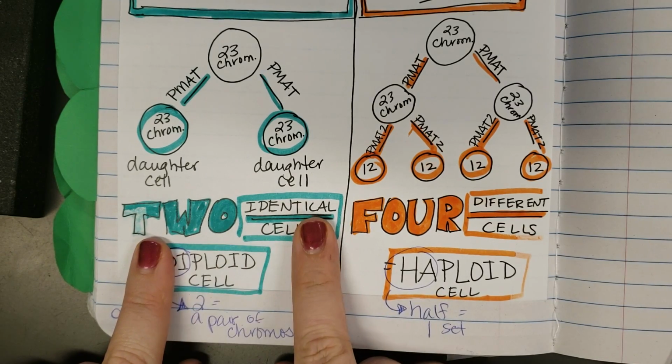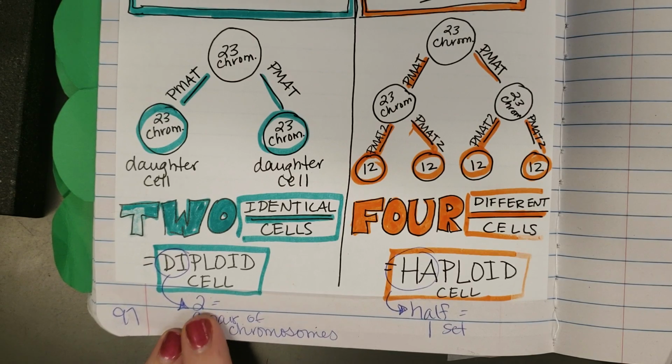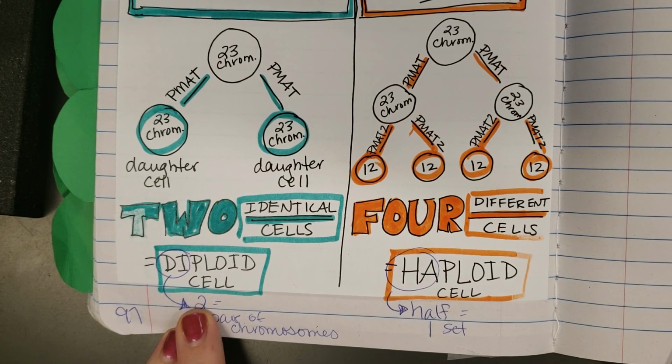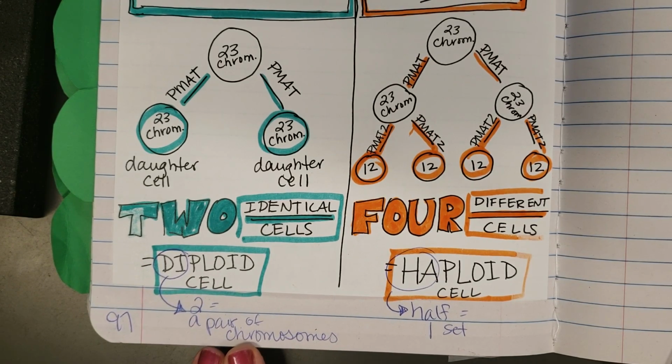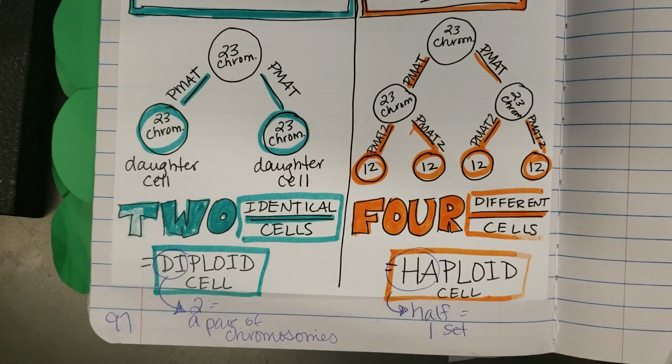So 2 identical cells, and these are referred to as diploid cells, and that di means 2, so you've got 2, like a pair of chromosomes, okay? Like a pair of shoes.